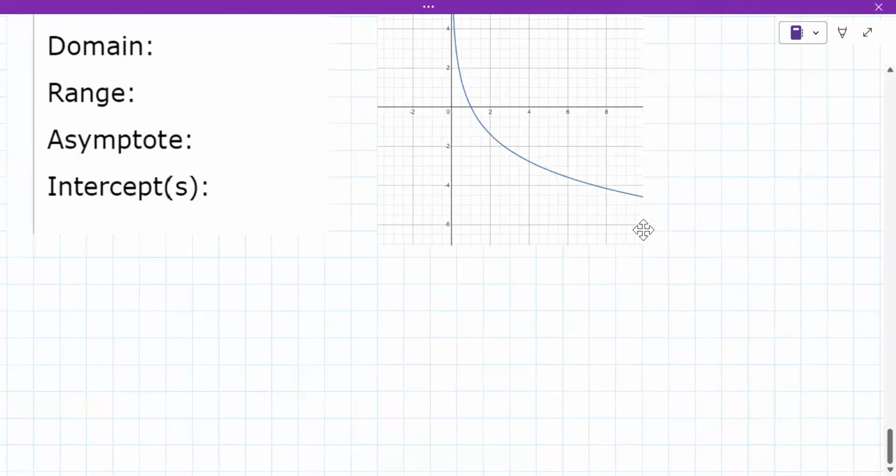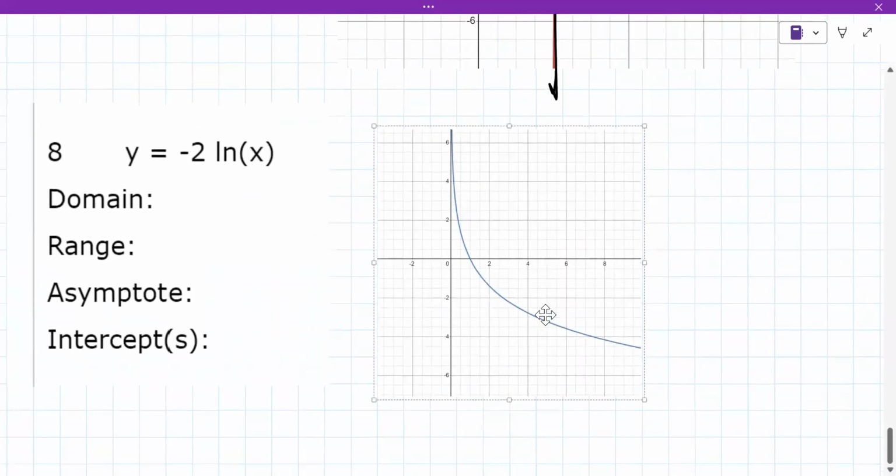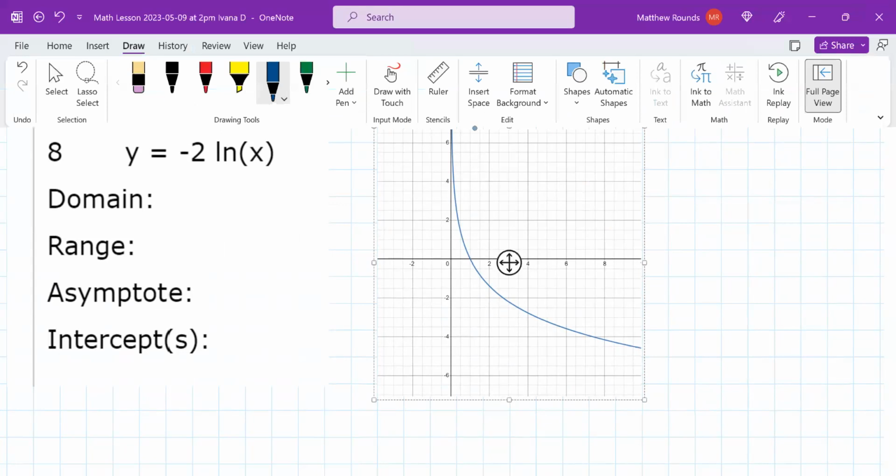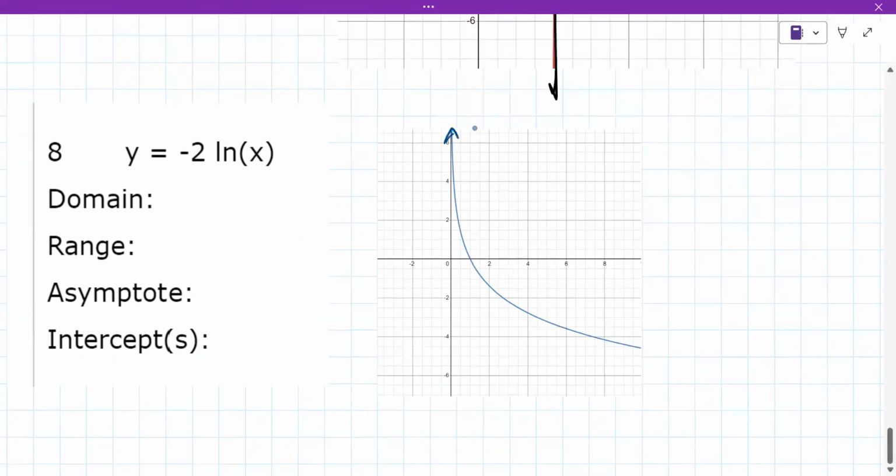The graph kind of is upside down from what we're used to. Do you see that? Yeah. But it still kind of has some of the same key characteristics. And instead of going down forever, it goes up forever. And it still goes to the right forever, but it also goes down forever. And you can see here, it still has an x-intercept of 1, 0.